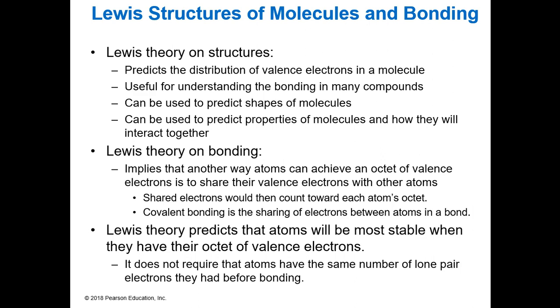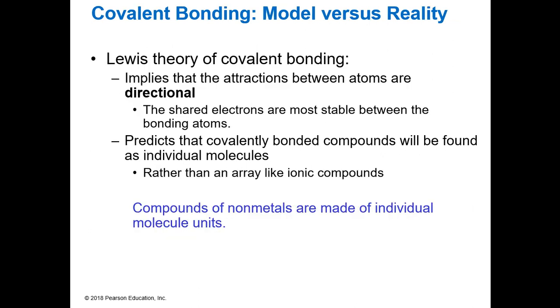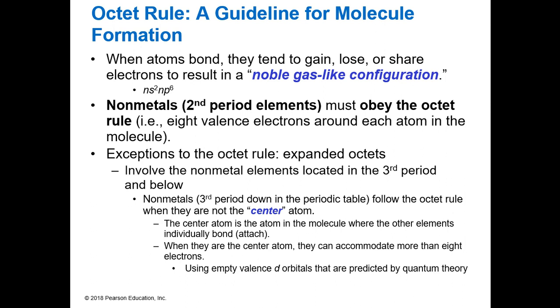And then Lewis theory is important. So the octet rule: when atoms form bonds, they have 8 electrons. But there are some exceptions. Nonmetals in period 3 and below can have more than 8 electrons when they are the center atom. Example, phosphorus can accommodate more than 8 electrons, but nitrogen cannot because nitrogen is in period 2.